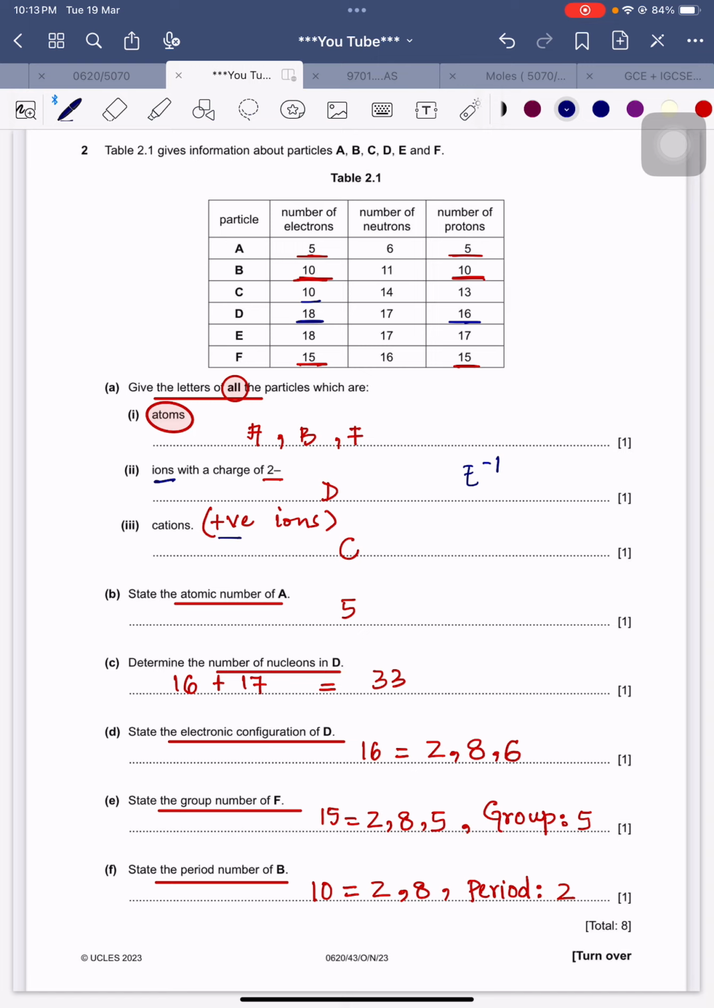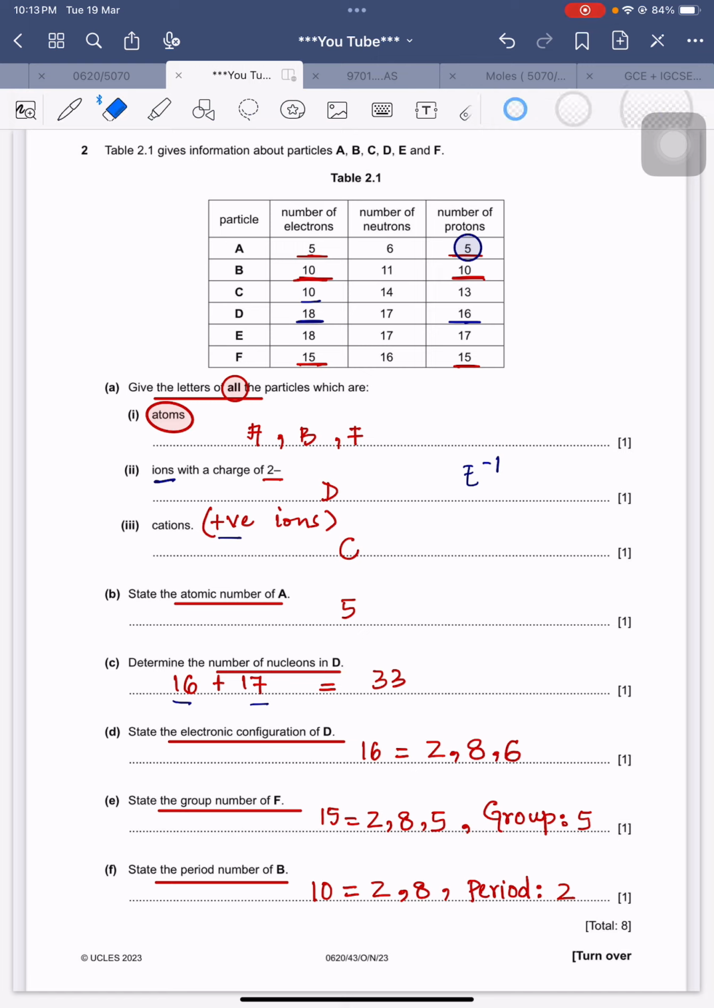Because the atomic number is the number of the protons basically, which we have written here. Okay, then they are asking to determine the number of nucleons in D. It is 16 plus 17 is equal to 33. What is the nucleon number? Nucleon is the number of the protons and number of the neutrons summed up. Neutrons and protons are called the nucleons, which are the particles existing inside the nucleus. So this is 33 here. Protons and neutrons are making nucleons.